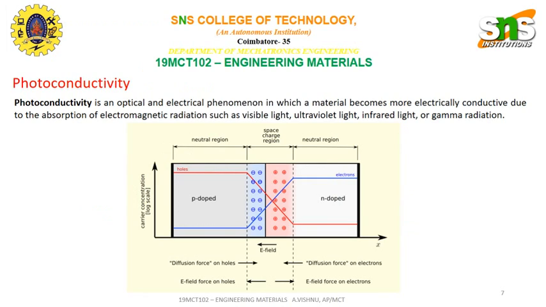Now the photoconductivity. Photoconductivity is an optical and electrical phenomenon in which a material becomes more electrically conductive due to the absorption of electromagnetic radiation such as visible light, ultraviolet light, infrared light or gamma radiation. I have shown a schematic diagram of a photoconductive p-doped and n-doped diode, where electrons diffuse onto holes and there is a diffusion force on electrons.